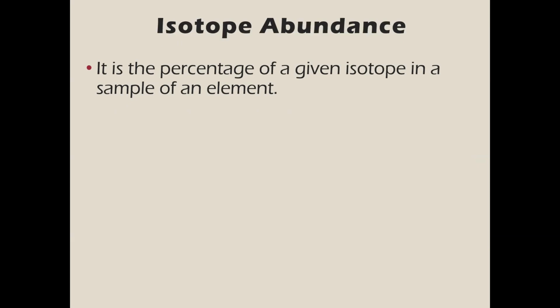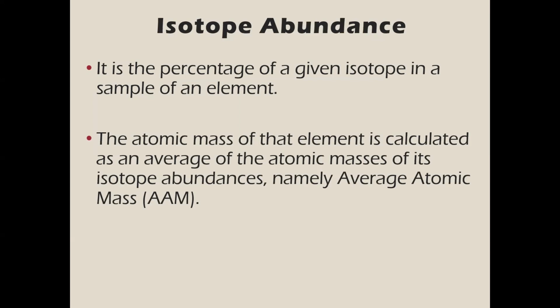So what is isotope abundance? Isotope abundance is the percentage of each isotope of an atom that exists in nature. As I mentioned, hydrogen has 3 isotopes. So what is the percentage of each isotope in nature? It is the percentage of a given isotope in a sample of an element. When we take a sample of an element, what is the percentage of each isotope of this element?